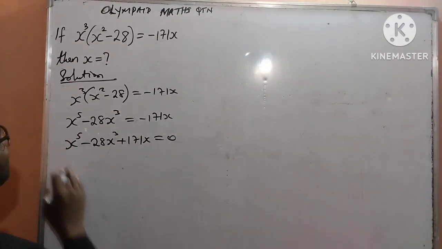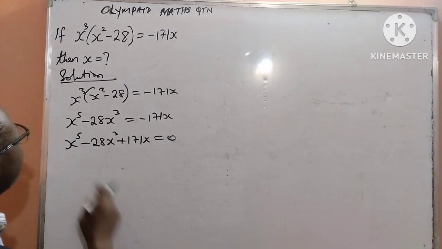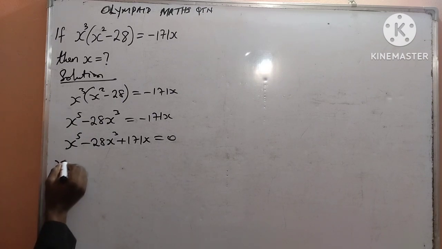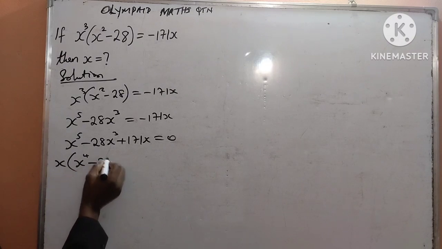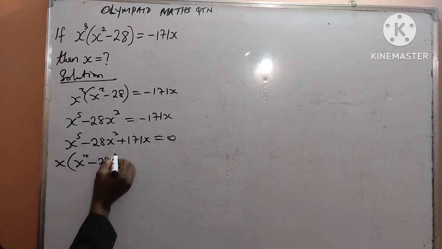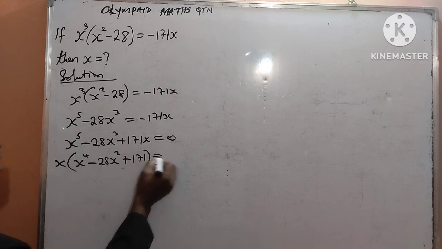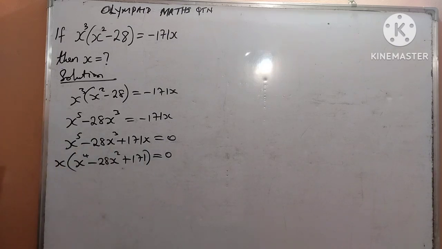Now, looking at the left hand side, everything comes in terms of x. Let us factor x because x is common. We factor it outside, and that is going to give us x into x raised to the power 4 minus 28x raised to the power 2 plus 171. Everything now is equal to 0. See, I have factored x, which is common.